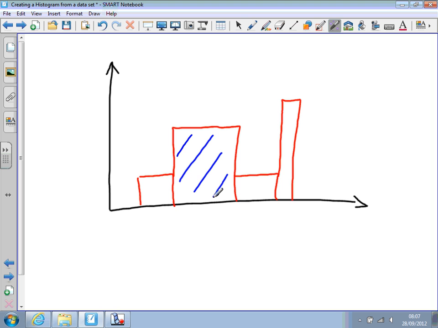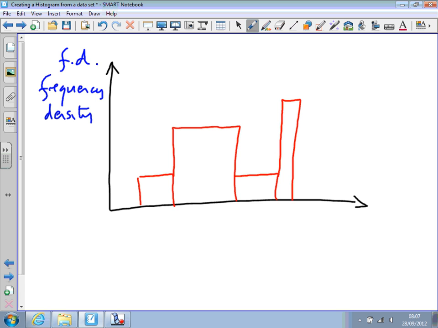So looking at the number of people in this group, it looks as though that group here, this one, has actually got a bigger frequency than this one, even though this bar here is higher than this bar. So the area of the bar is what determines the frequency. So up the y-axis, we don't plot frequency, we plot something called frequency density, FD, for frequency density. And along the x-axis goes the x values.